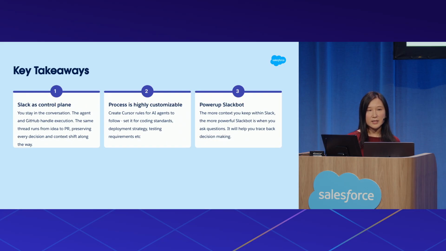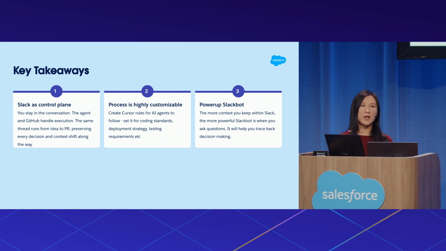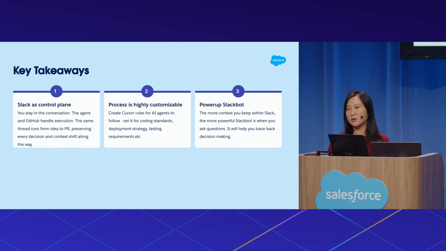So the key takeaway is Slack can be the control plane where you prompt your AI coding agent. And the process is very highly customizable because now in Cursor, you can set up Cursor rules. You can put in your coding standards, you can add skills, you can talk about your process, your CI/CD process, so that it doesn't merge directly into development branch if you want to. So you can have a lot of guardrails. You can use Git branch protection as well. And you can use this to power up Slackbot because the more context you put inside of Slack, then the more powerful Slackbot is when you need to ask it questions in the future.